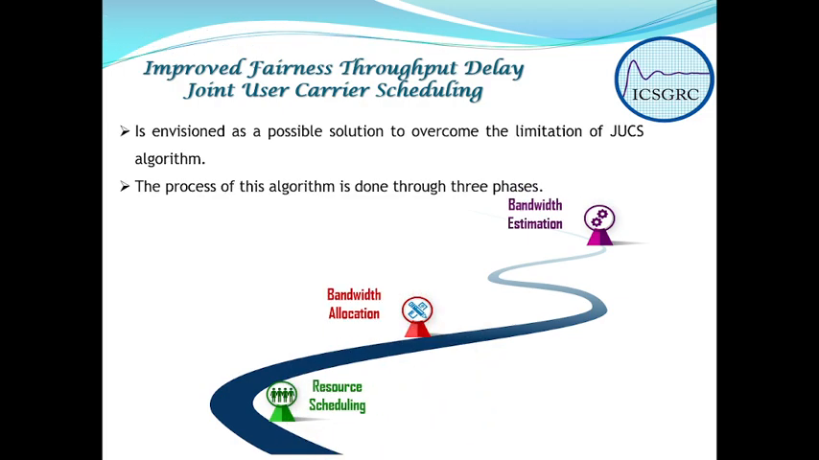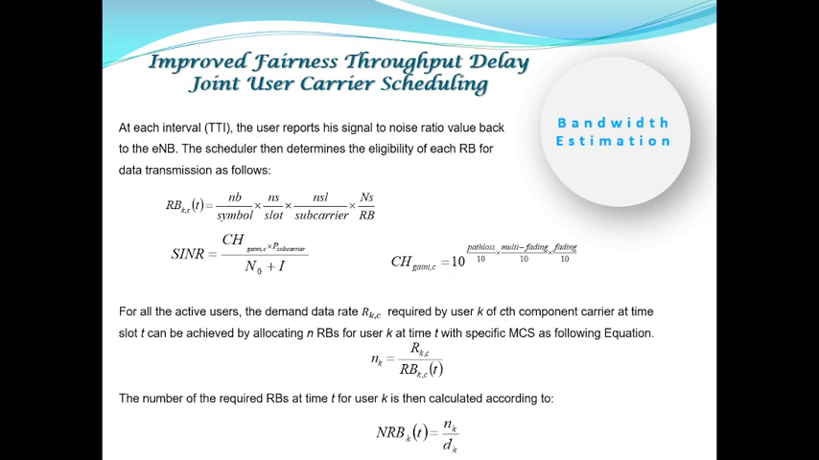Here I explain the process phases for this algorithm, which start with the bandwidth estimation, then the bandwidth allocation, and finally the resource scheduling. For the first phase, the bandwidth estimation, at each transmission time interval, the user reports the signal to noise ratio value back to the base station. The scheduler then determines the eligibility of each resource block for data transmission as follows.